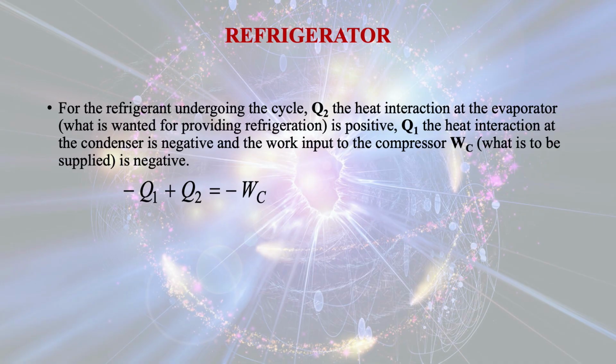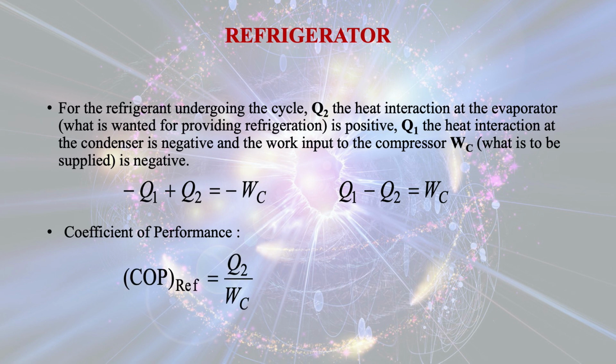So we can write the expression for the first law of thermodynamics for a cyclic process as minus Q1 plus Q2 equals minus WC. So Q1 minus Q2 equals WC. So the coefficient of performance, that is COP of the refrigeration system, is equal to Q2 divided by WC, and COP of the refrigeration system is equal to Q2 divided by Q1 minus Q2.